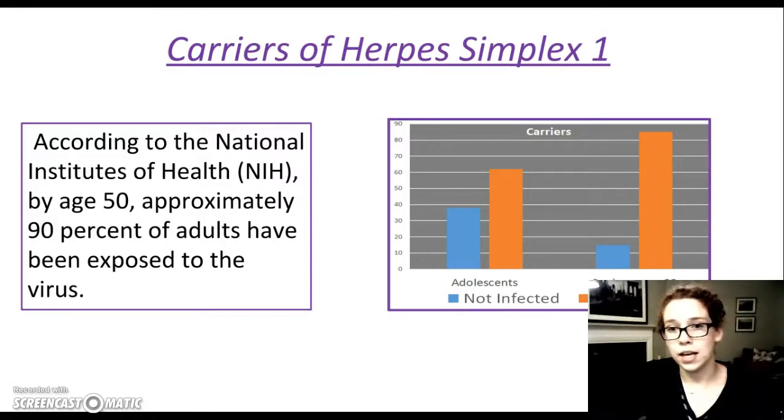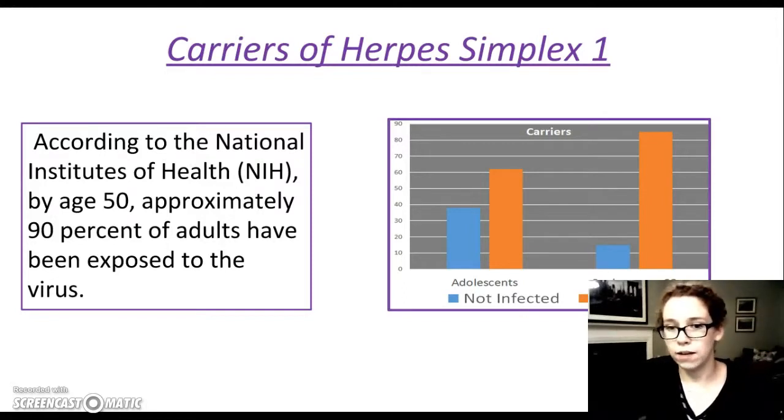As you can see here, there's a statistic from the National Institutes of Health that estimates that by the age of 50, approximately 90% of adults have been exposed to the herpes simplex 1 virus. This doesn't necessarily mean that these people have become infected with the virus, but just that they have been exposed, similar to if you are exposed to a cold, you might not get it, but you have been around it. The statistics for carriers, though, are equally shocking.